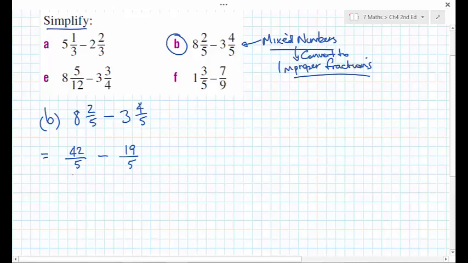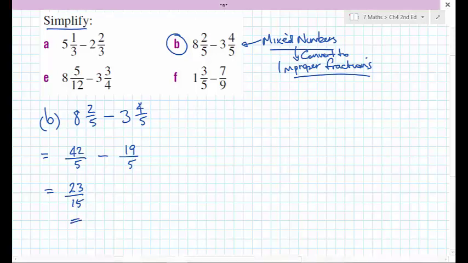So now that I have them over a common denominator, I can now work across the top. So I have 42 take 19. If I need to think about that in my head, well, 42 take 20 is 22, and then I add 1 because I've only taken 19. So it's 23 on 15, and then I look to see if I can simplify these at all, and I can't simplify that any further, so that's my answer there.